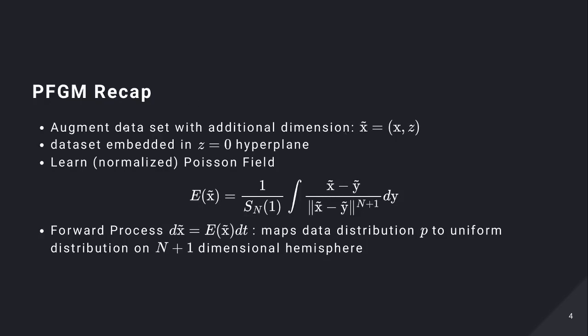And so yeah, you would augment your dataset with some additional dimension z, and embed your dataset in the hyperplane z=0, and learn this normalized Poisson field E of x, which is this term, which is 1 over S_n, the volume of a hypersphere in dimension n, and you would integrate (x minus y) over the norm of x minus y to the n+1. And the forward process would be simply following this field along the vectors, and it maps your data distribution to a known distribution on the hypersphere.